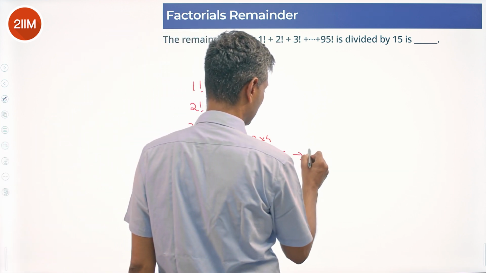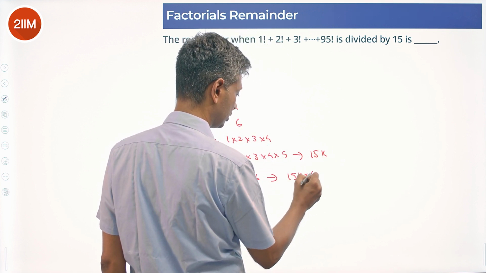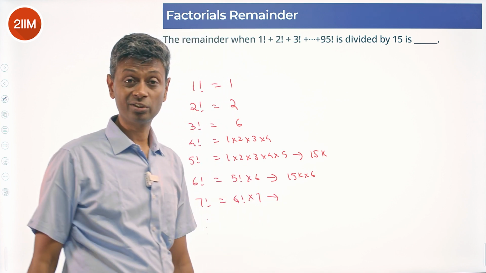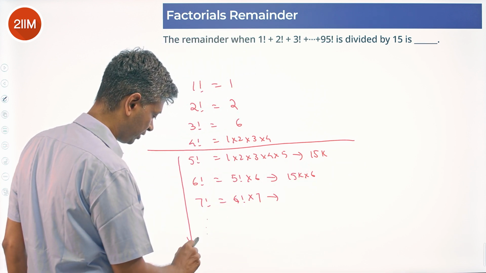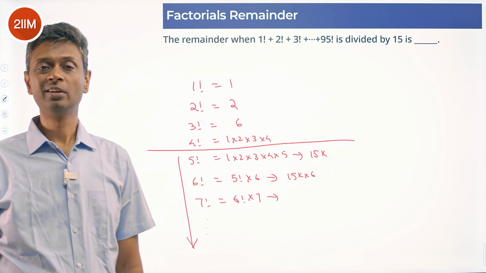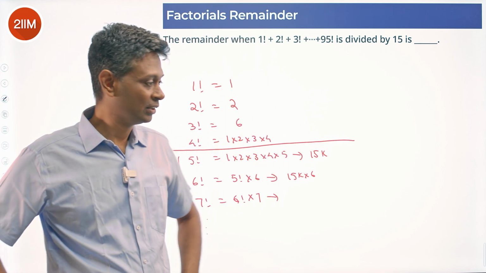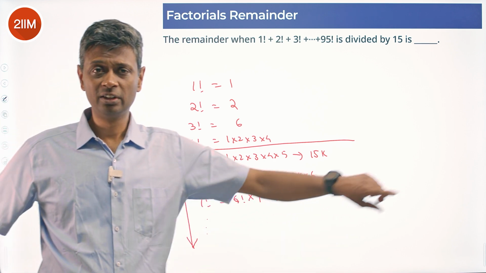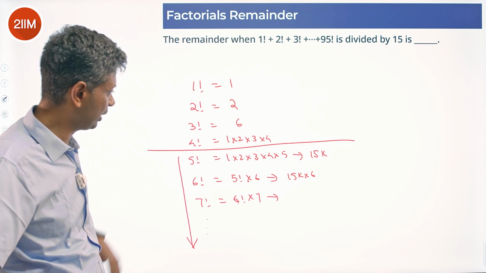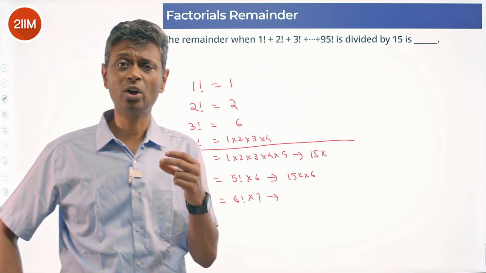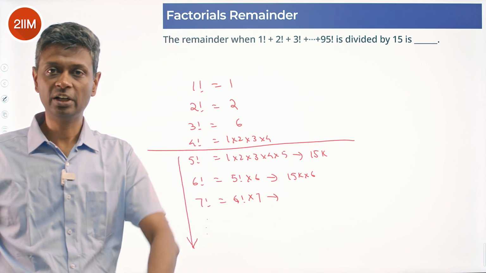This number is 15k. This number 15k into 6 is 15k into 6 into 7. So all the numbers from 5 factorial onwards, 5 factorial and beyond, all of these are multiples of 15. So if I divide them by 15, remainder will be 0. And so 5 factorial, 6 factorial, 7 factorial, 8 factorial till 95 factorial, all of them are multiples of 15. So when you add all of them and divide by 15, remainder is 0.